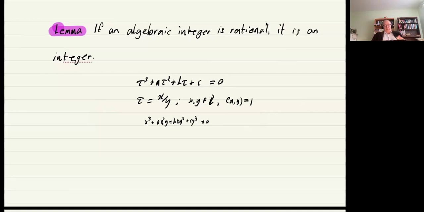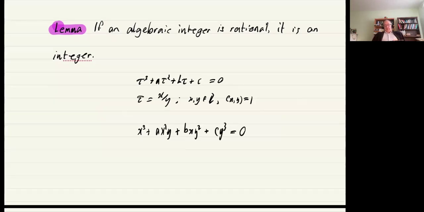Okay, so now all we do is we substitute this into the first expression, and then I'm going to replace tau by x on y, and then multiply by y cubed, and I get x cubed plus a x squared y plus b x y squared plus c y cubed equals 0.